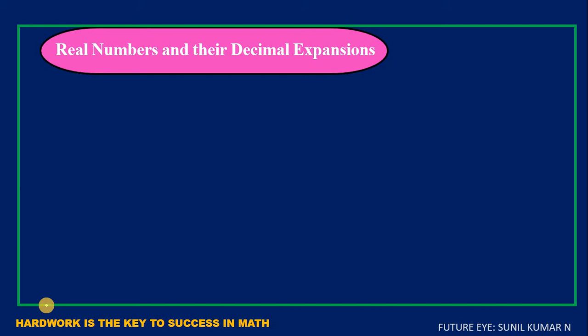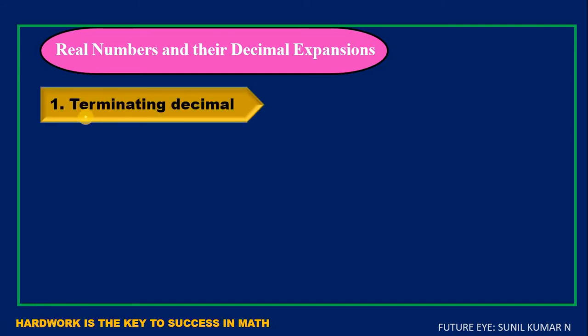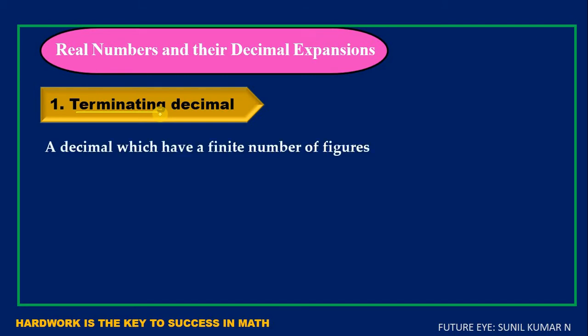Dear students, there are three types of decimal expansions. Among that, the very first one is terminating decimal. Here first we have to understand the meaning of terminating. Terminating means which has a definite end. Now let us understand the definition of this terminating decimal. That is a decimal which has a finite number of figures. It means a decimal which has a finite number of numbers. That is called terminating decimal.